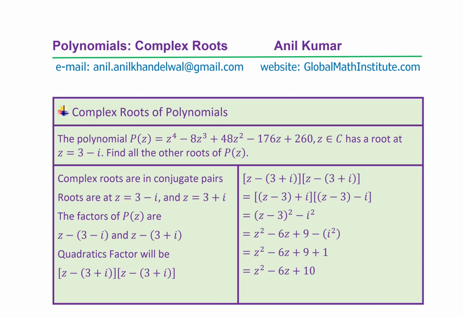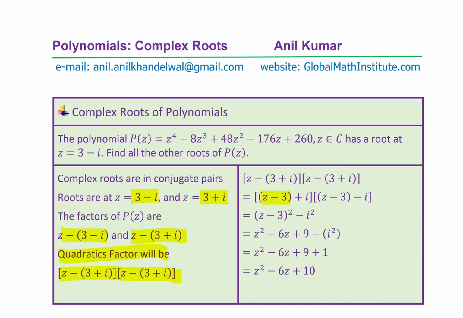So as I was saying, the complex roots are in conjugate pairs. So if we know that 3 minus i is one of the roots, in that case, the other root is 3 plus i. So that means z minus 3 minus i and z minus 3 plus i are the two factors. Let's multiply these two factors to get the quadratic factor. Perfect. That's the summary of what we discussed. So let's now do the division.